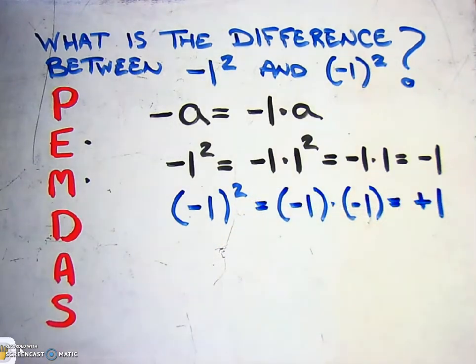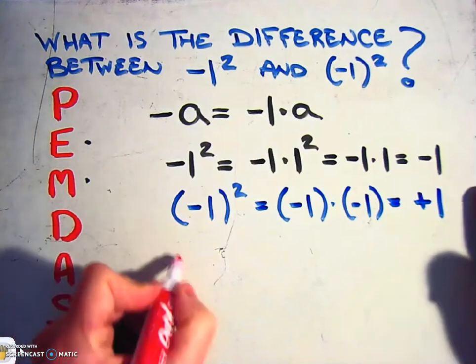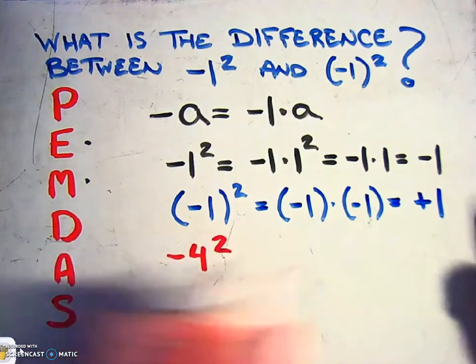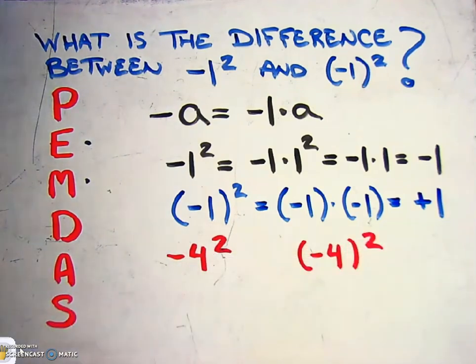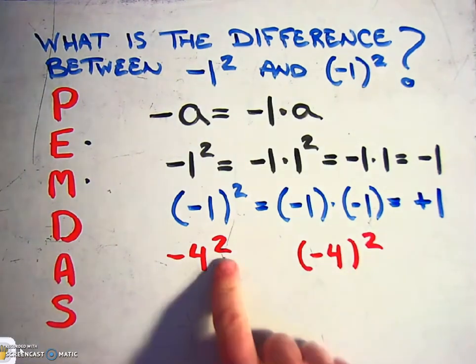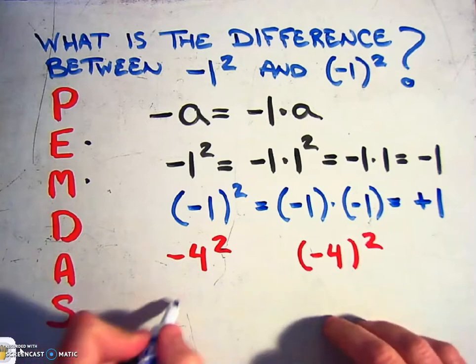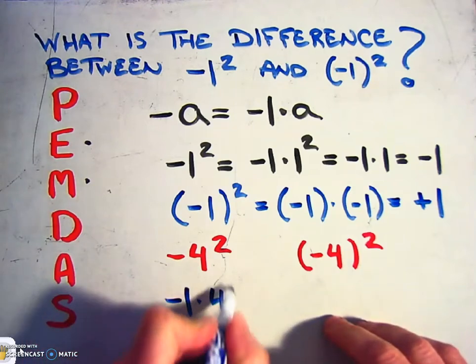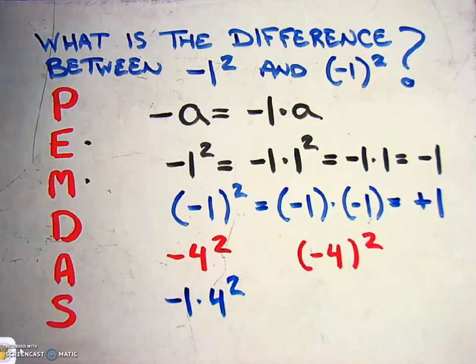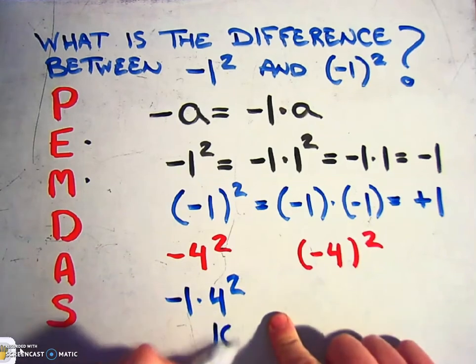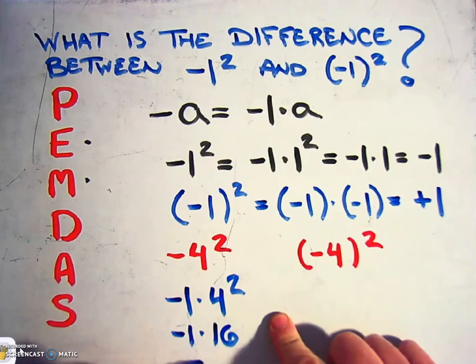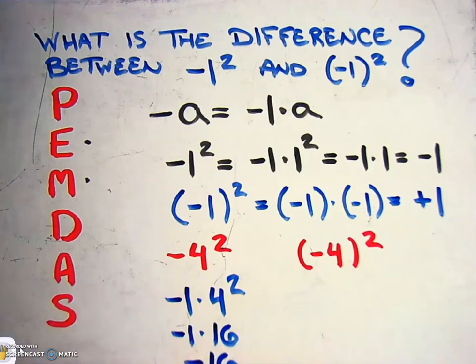So let's look at some numbers. For instance, -4 squared, and we'll look at -4 quantity squared. So again, this comes down to our order of operations. -4 squared is really -1 times 4 squared. And we follow our order of operations first. We do the exponents before we do the multiplication. 4 squared is 16, and -1 times 16 is -16.